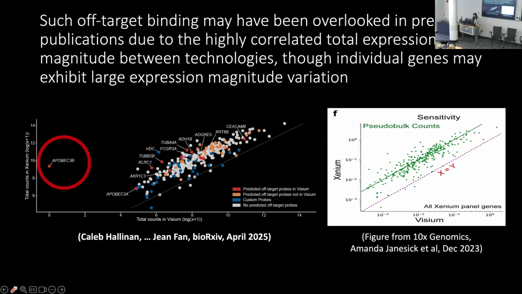But you might notice there's a particular point that's missing from their figure. Actually, there's this gene, APOBEC3B, that is not detected at all in Visium, and it is detected quite highly in Xenium.